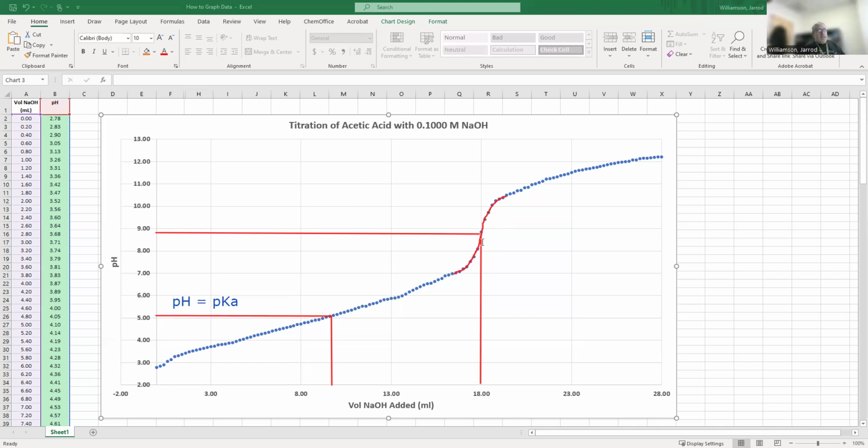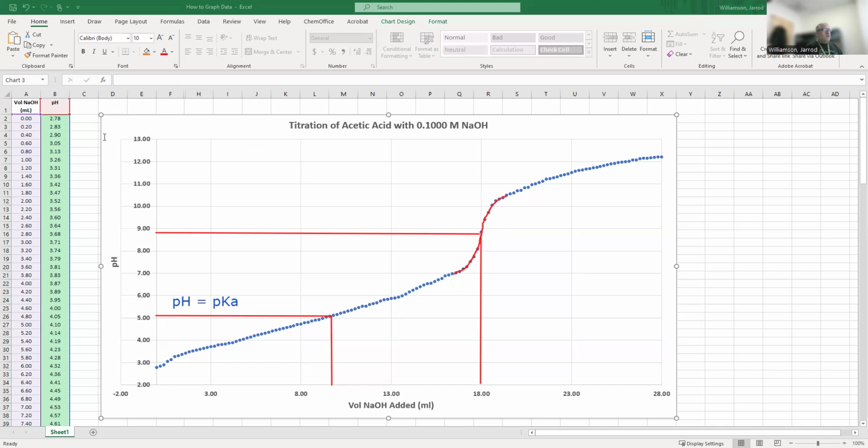But what if I want to get even more accurate than eyeballing this? The larger I make this, the better I'll be able to do it. But if I want to get more accurate than eyeballing this, remember I told you it occurs right at the inflection point. And the inflection point is where the first derivative goes to basically undefined or goes to infinity.